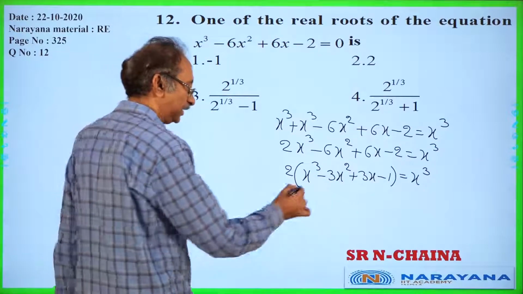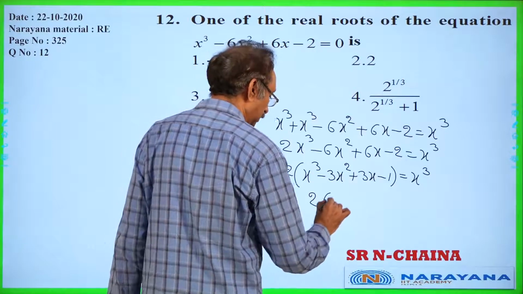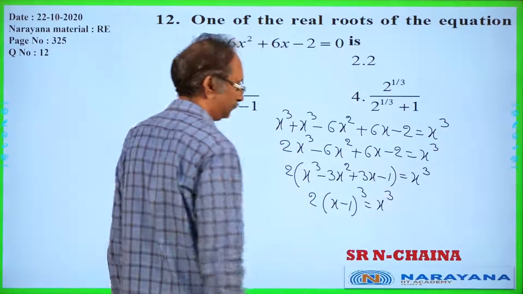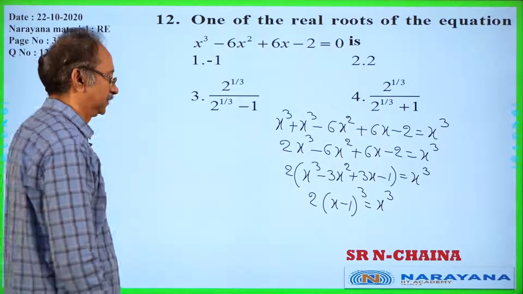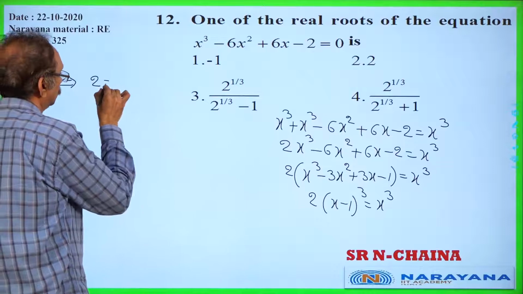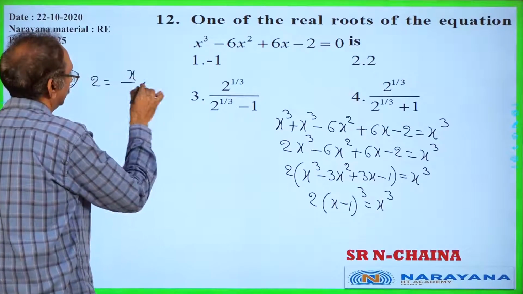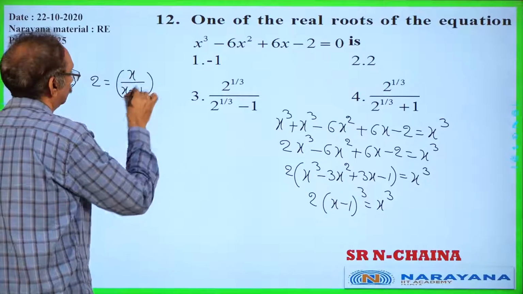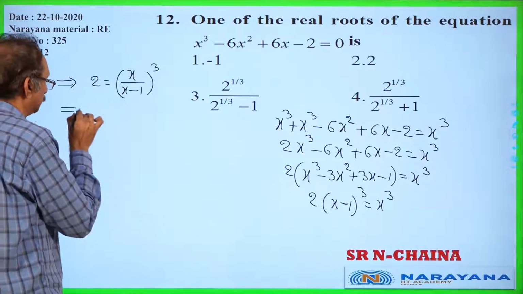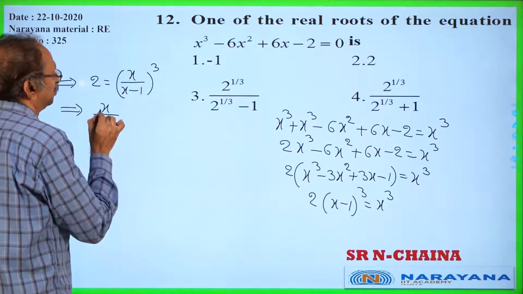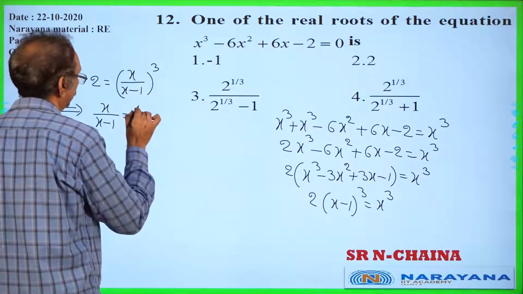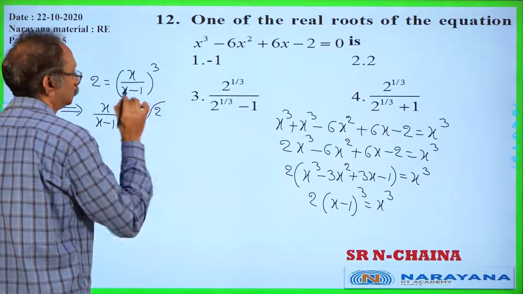Okay, see what is this? This is x minus 1 whole cube. Observe, that is x minus 1 whole cube. Okay, students, so that implies 2 is equal to x cube by x minus 1 whole cube. That is x by x minus 1 whole cube. So take cube roots on both sides. So I want to find real root. So take cube roots. x by x minus 1 is equal to cube root of 2.